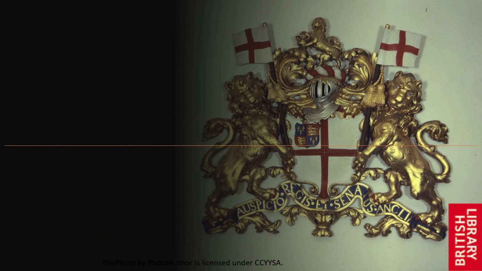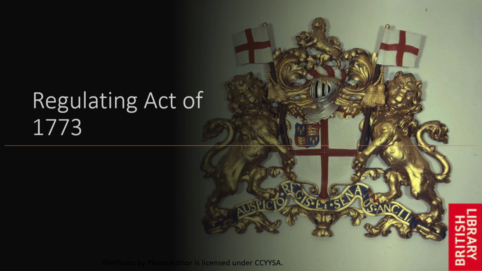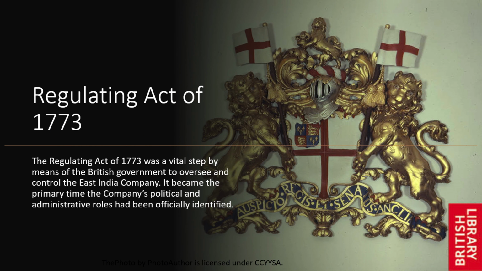Regulating Act of 1773. The Regulating Act of 1773 was a vital step by the British government to oversee and control the East India Company. It became the first time the company's political and administrative roles were officially recognized.